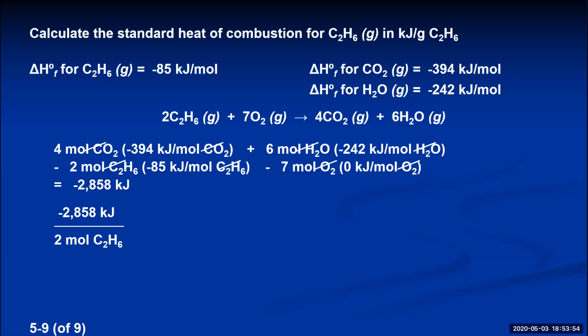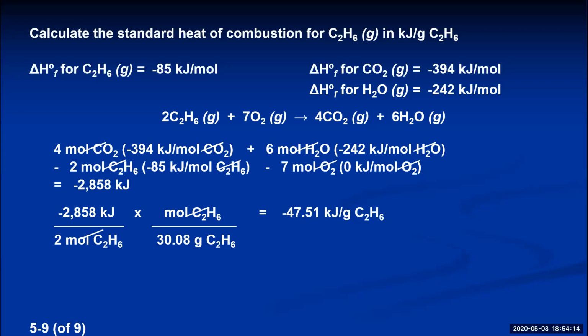If I want it in kilojoules per gram, I will have to switch the moles of ethane into grams of ethane, and I'll do that with ethane's molar mass. A mole of ethane is 30.08 grams. I'll put the mole on the top so it'll cancel out, and the gram on the bottom, and I will now have my final answer at 4 significant figures. It'll be kilojoules per gram of ethane, so therefore we've calculated theoretically that if you combust 1 gram of ethane, it will release 47.51 kilojoules.